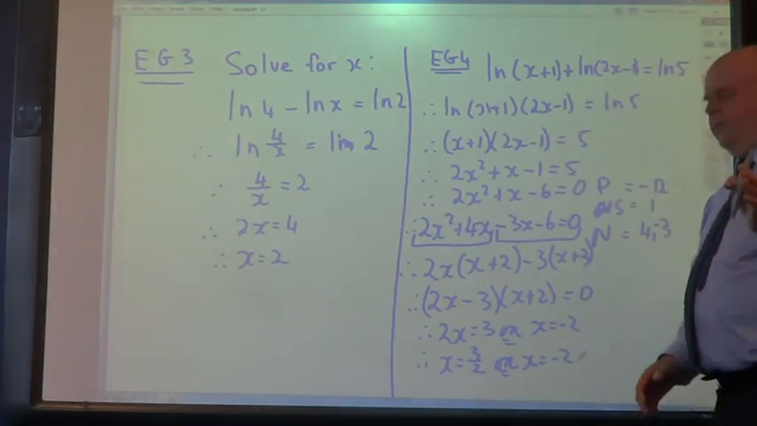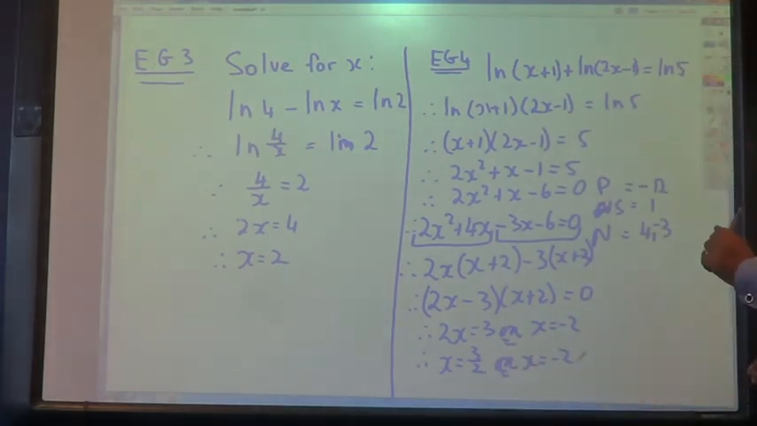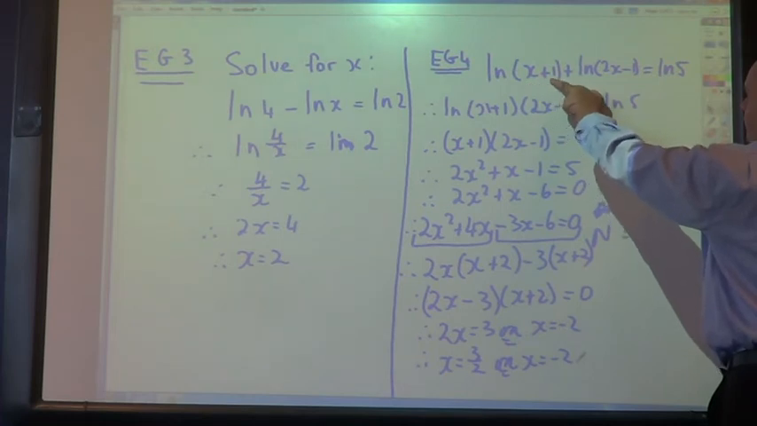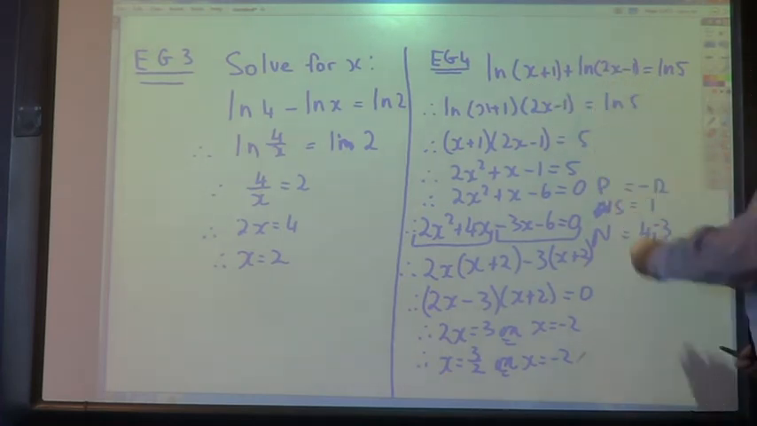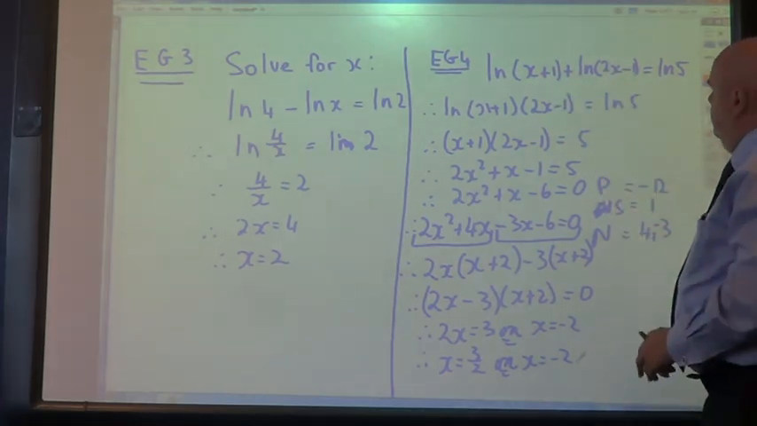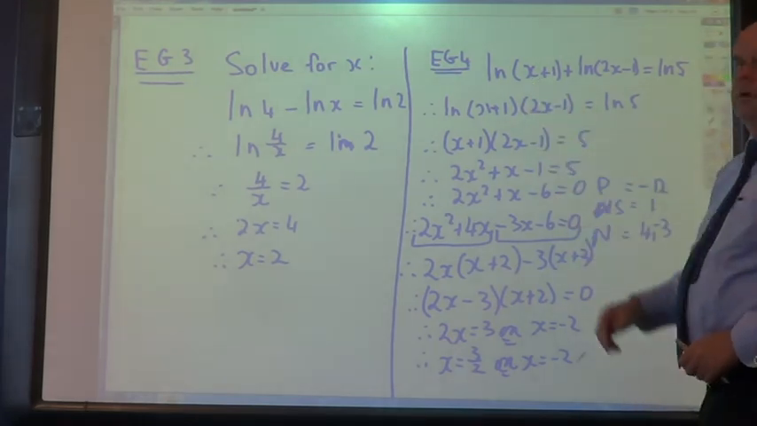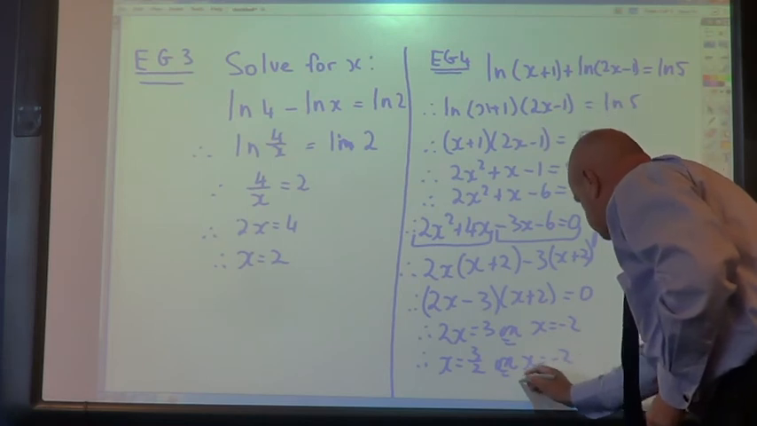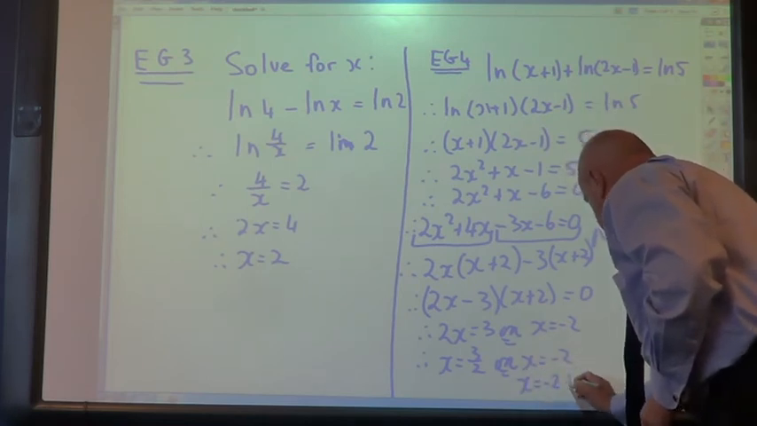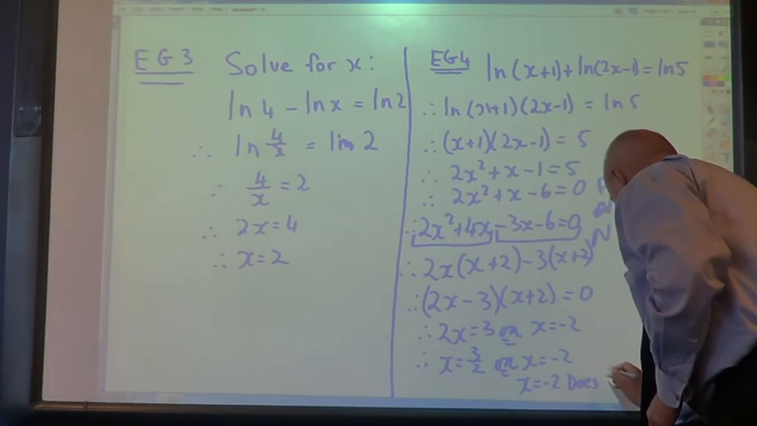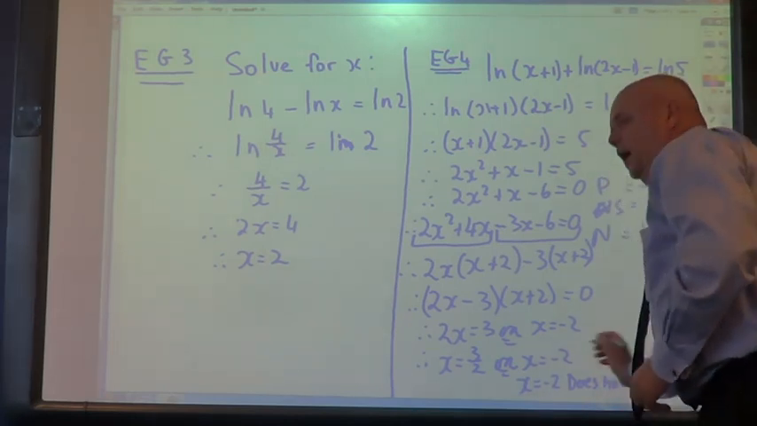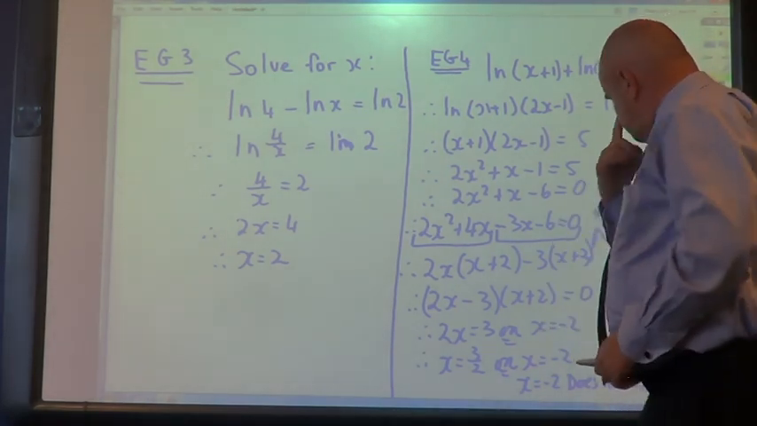Let's be careful. Is it feasible that we do have two solutions? Well, here's our original equation, and you'll notice that if x is equal to negative 2, we've got a problem here and here. So x equals negative 2 cannot be a solution. If x is equal to 3 on 2, that can be a solution. So we'd say reject, x equals negative 2 does not exist. Okay, and that would be the end of our solution there.